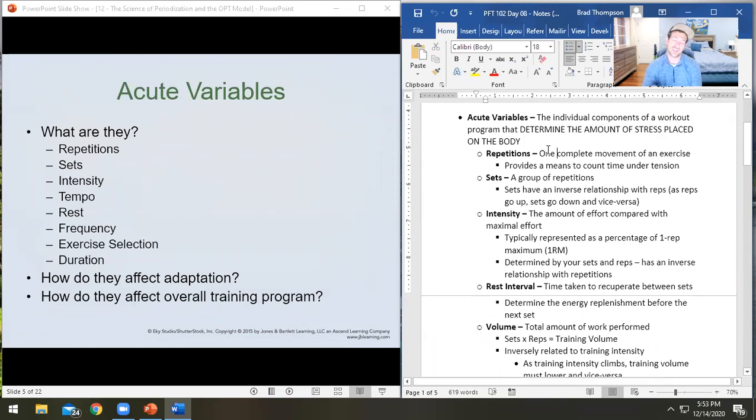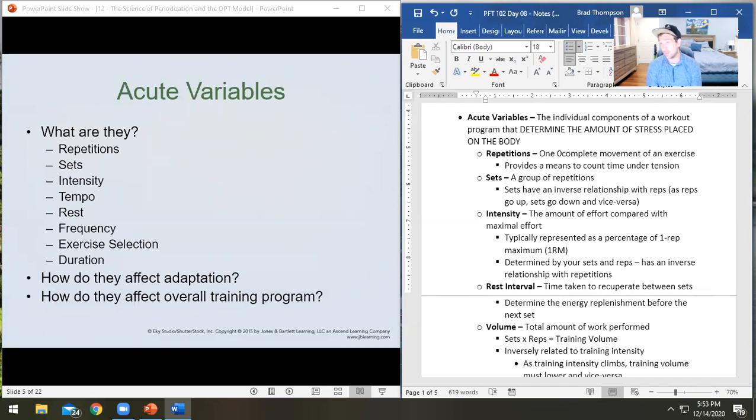So the idea here is that your acute variables are what are setting you up. They are what's putting this specific type of stress on the body, right? So repetitions. When we talked about metabolic specificity, right? We were talking about that the other day.